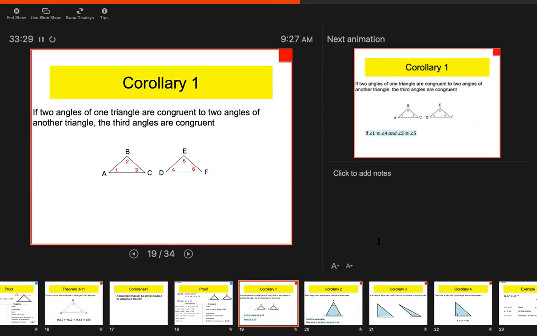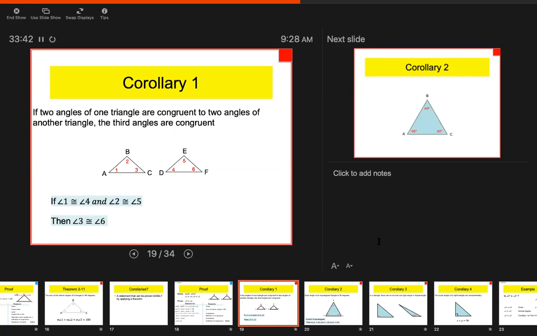How would I remember this one? I'm not going to remember it's corollary 1 to 3:11. I just know that if two angles of one triangle are congruent to 2 angles of another one, the third ones are congruent. Here's your if-then, if you like to write it in more concise ways. If you do this, then you got to draw the picture. Will I use this one? Yeah, occasionally. Not very often, but occasionally.